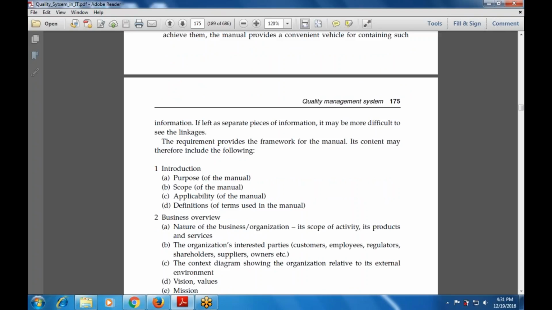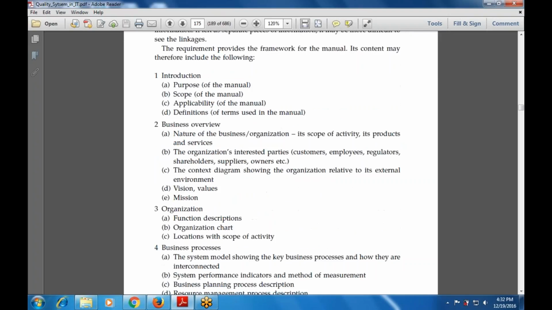Then the next one is a business overview that includes the nature of the business, the organization, the scope of the activity, and its products and services. So that's the business overview: what is the nature of the business, what is the nature of the organization? Then organization interested parties, that includes the customers, employees, regulators, stakeholders or shareholders, we can say owners. Then there's a diagram, the DFD, data flow diagram, or context diagram, that shows how the organization relates to the external environment. Then the next ones are the vision and values, and the mission.